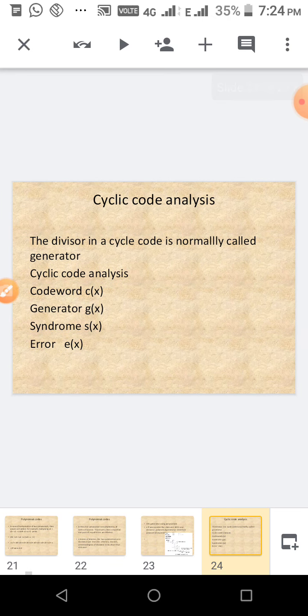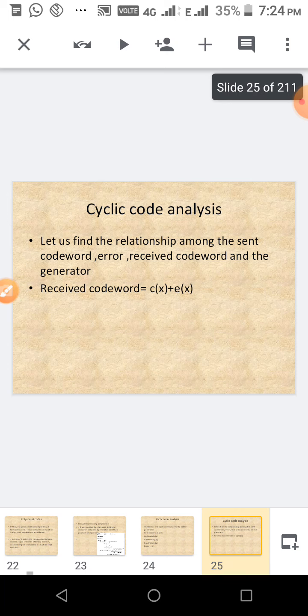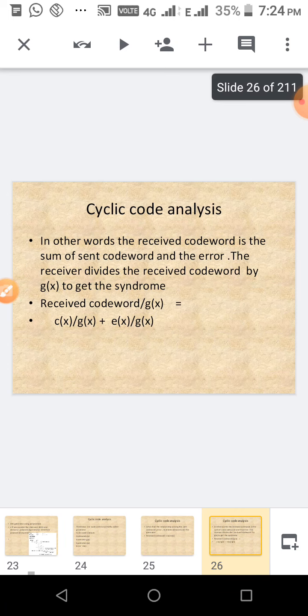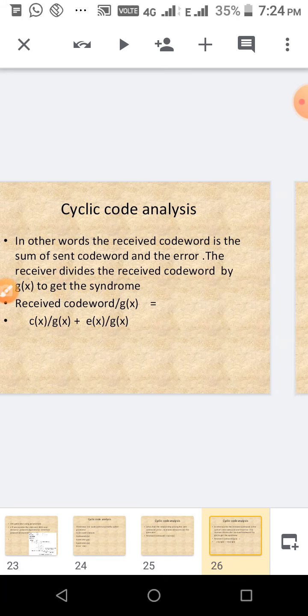Okay, the next topic is cyclic code analysis. Consider the code word is c(x), the generator g(x), and the syndrome s(x). Syndrome means remainder. Consider the error is e(x). Then the received word is c(x) plus e(x). If we divide both sides by g(x), we get the received word by g(x) equal to c(x) by g(x) plus e(x) by g(x).